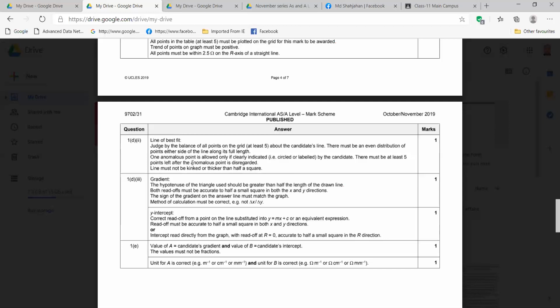Another one is a kinked line. That means the line is not properly straight. Sometimes I found that students are drawing using a small scale, like a 15 centimeter scale, then drawing the straight line 3 times. First he's taking a little part, then again a little part, then he's completing the whole graph. So that time it happens that the graph is becoming kinked. These are the major mistakes the students are doing.